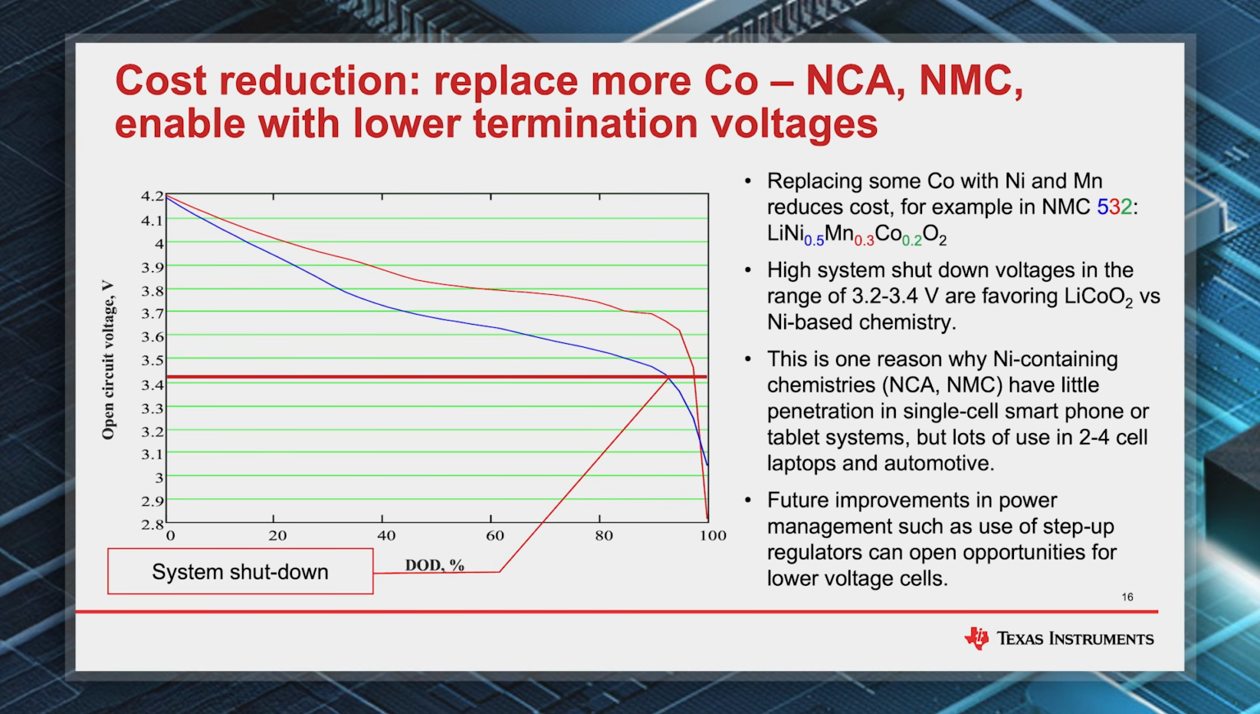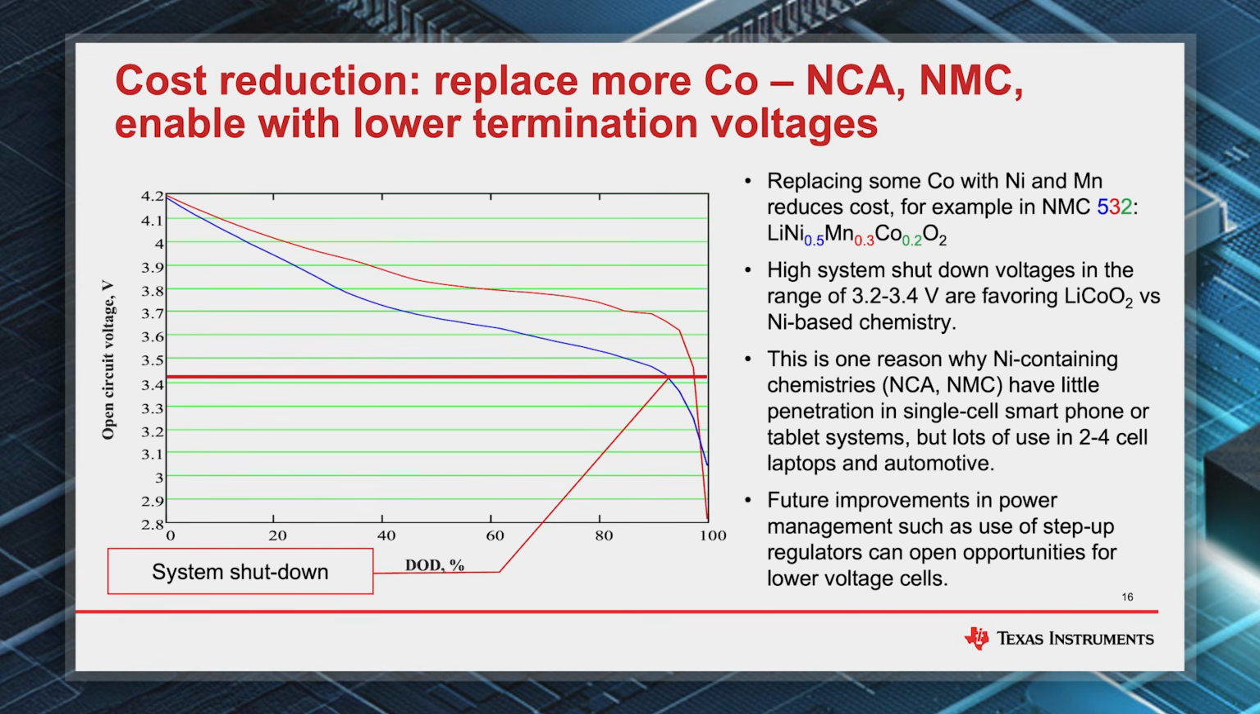NMC stands for nickel, manganese, cobalt. For example, NMC 532 means you will have 50% nickel, 30% manganese, and 20% cobalt. But right now, there is a lot of trend towards going to higher nickel content. With this chemistry, you can achieve the same energy density as with lithium cobalt oxide, but cheaper and more available. But you see that it has a more sloping voltage profile.